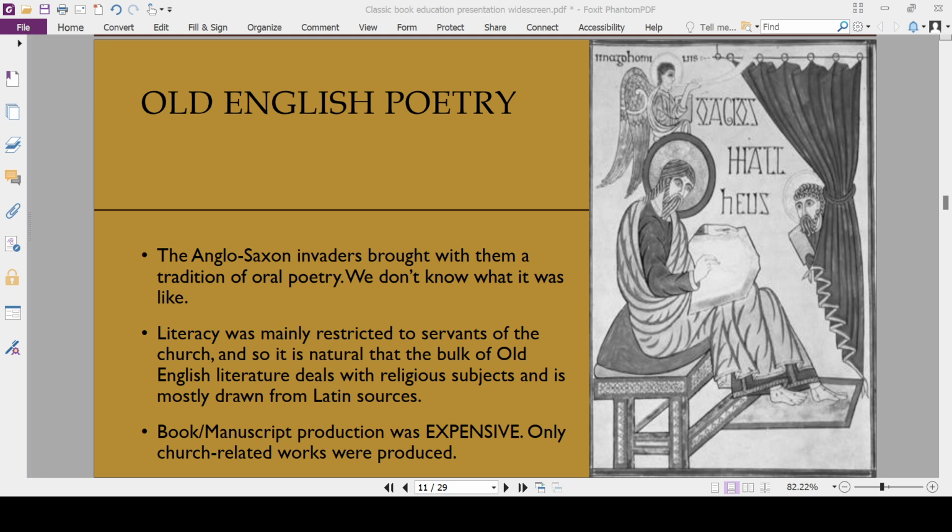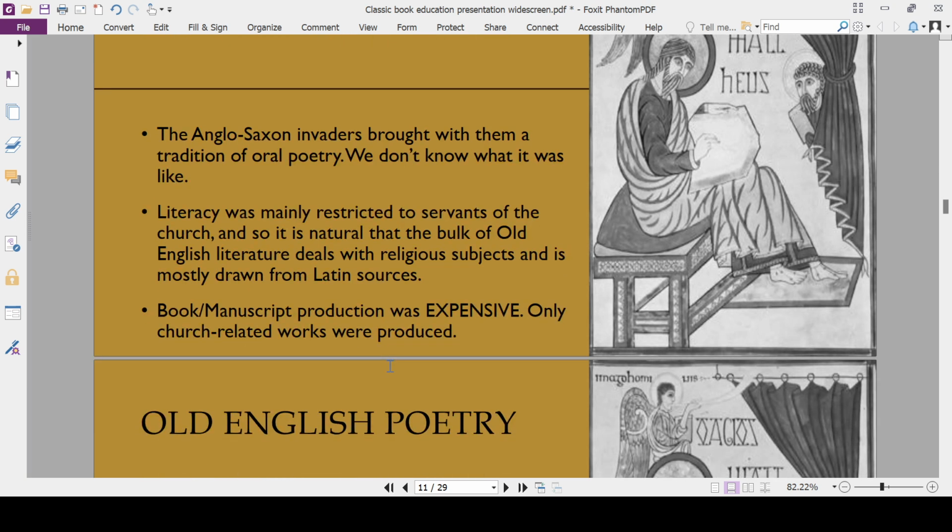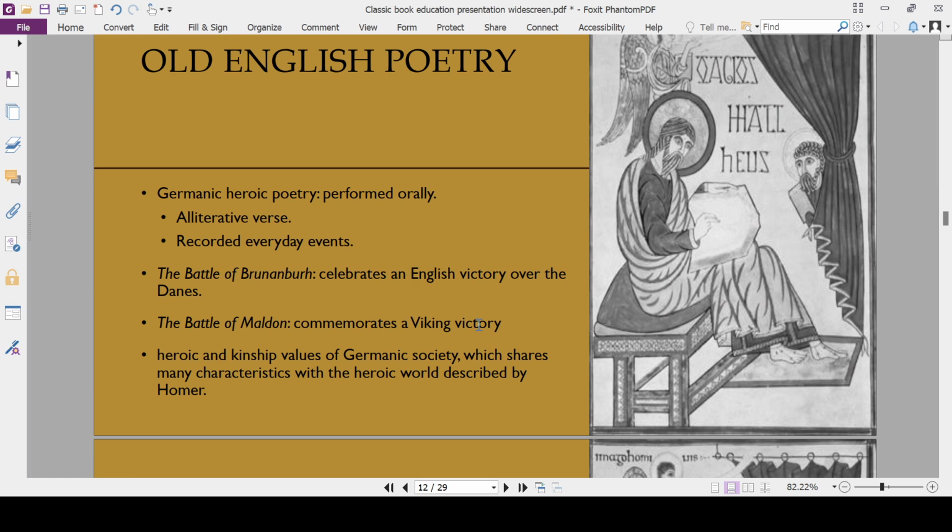survived this period. When we talk about Old English poetry, German heroic poetry really stands out prominently. So we have to talk about it. Now, something else which I also want to talk about here is that book and manuscript production was expensive in this period, and that's why only churches had the power and the money to produce books, and that's probably why not a lot of people were able to write and publish their works, nor were a lot of people able to read books, of course, because books and manuscripts were not really popular.